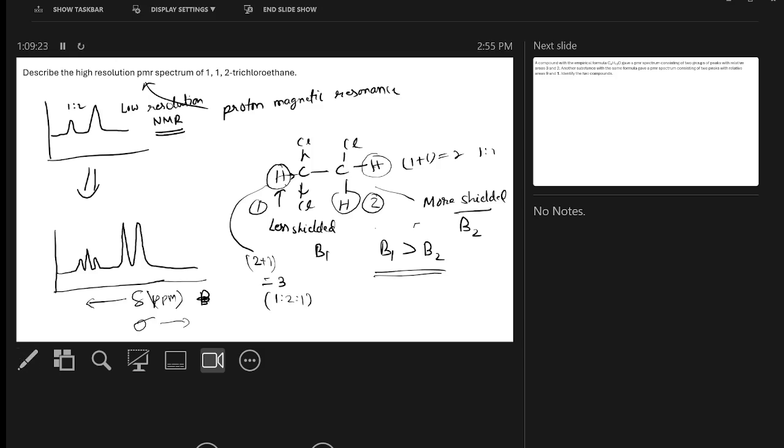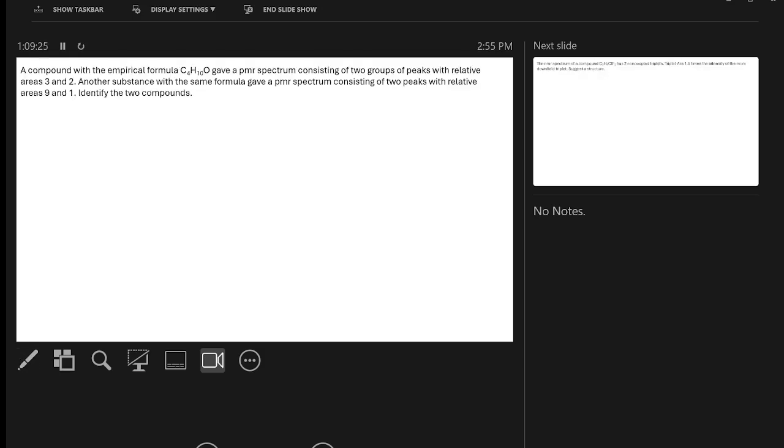Correct. Next question. A compound with empirical formula C4H10O gave a PMR consisting of 2 groups of peaks, with relative intensity 3:2. Another substance with the same formula gave 2 peaks with relative intensity 9:1. So the formula is C4H10O.